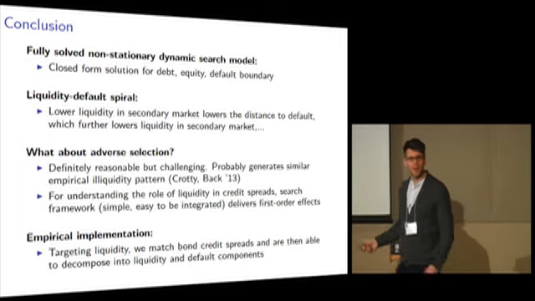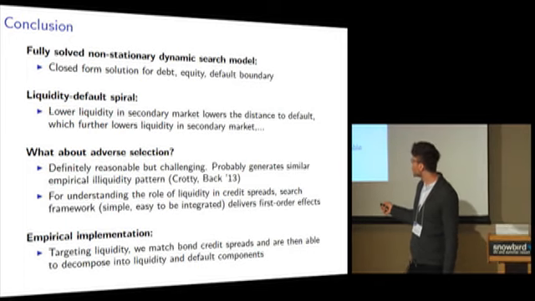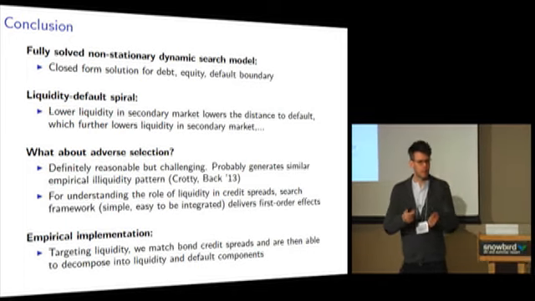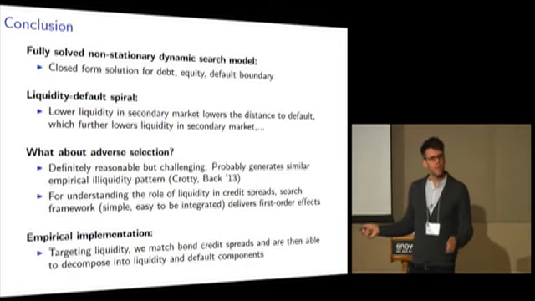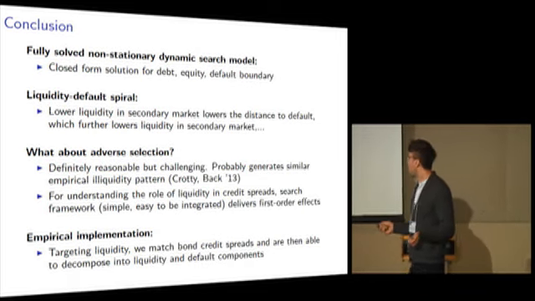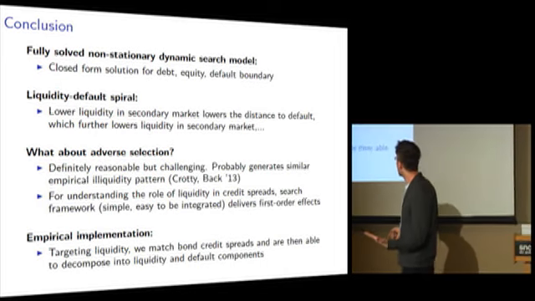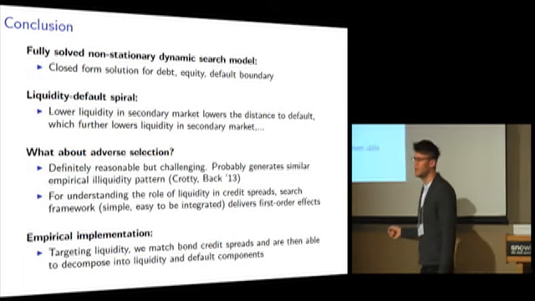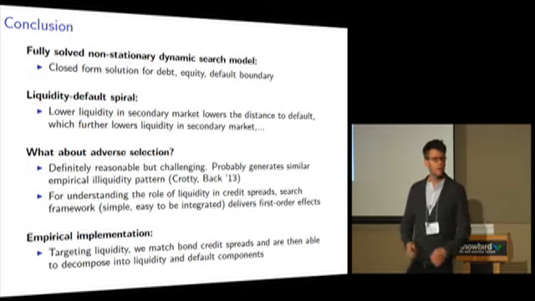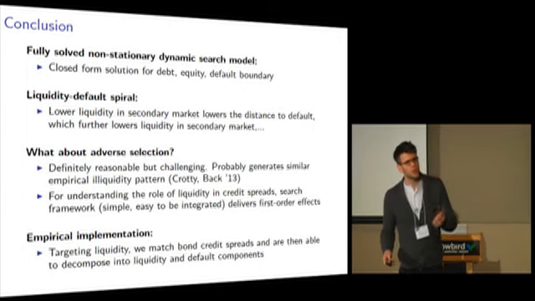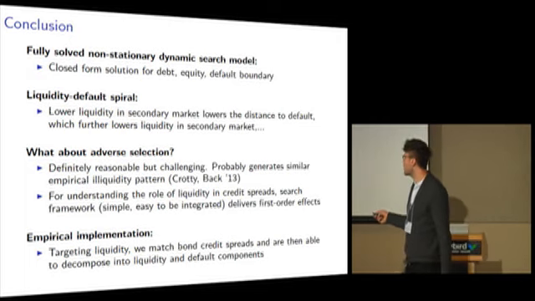There's actually a paper by our discussant, Kerry Back, that tries to solve some of these things in a dynamic, Kyle-style model. We think it's definitely worthwhile, but we found it very challenging. And to the best of our understanding, it's probably going to generate similar empirical liquidity patterns. But for understanding the role of liquidity, we saw that the search framework delivered first-order effects while still being tractable. So that's essentially why we went that route.